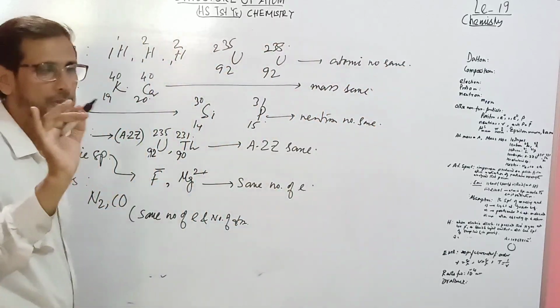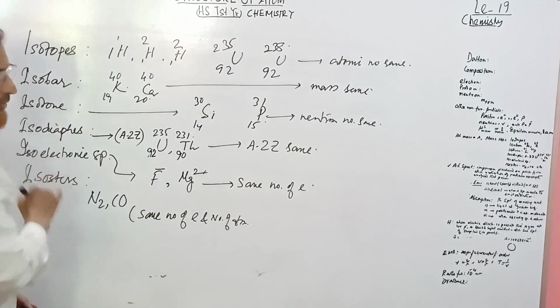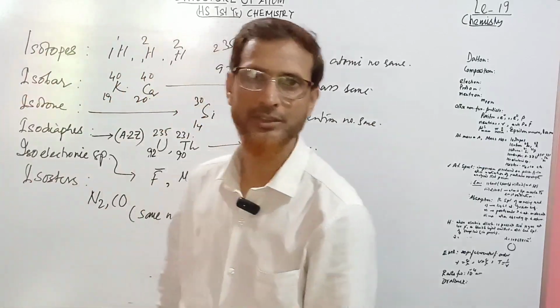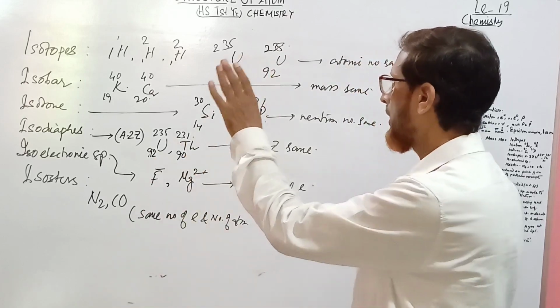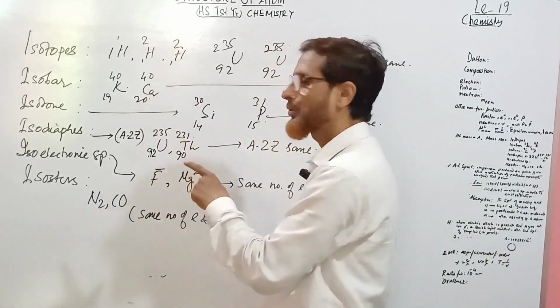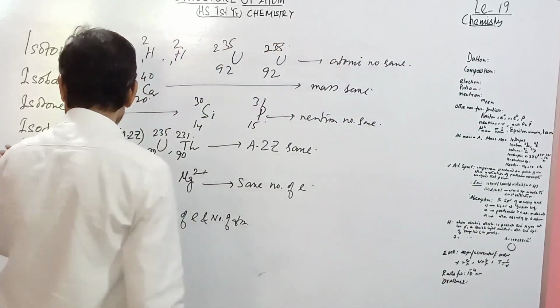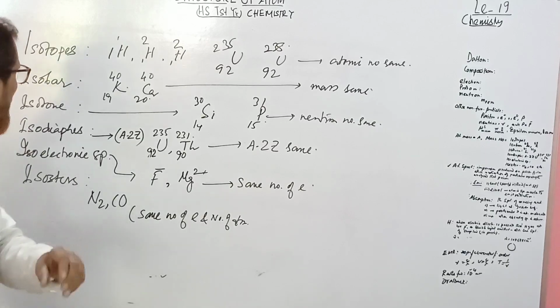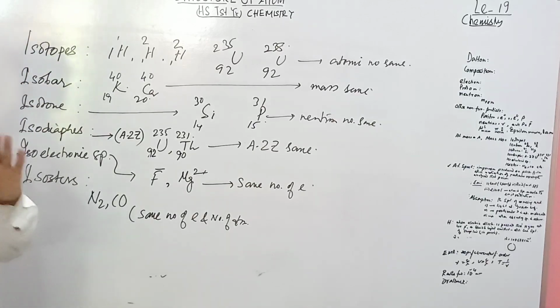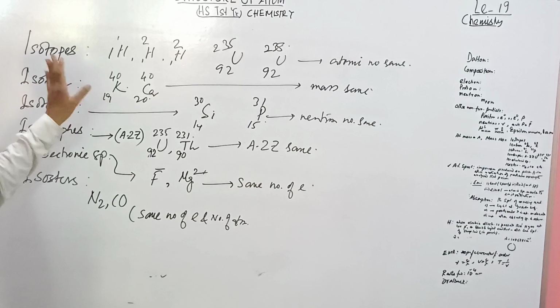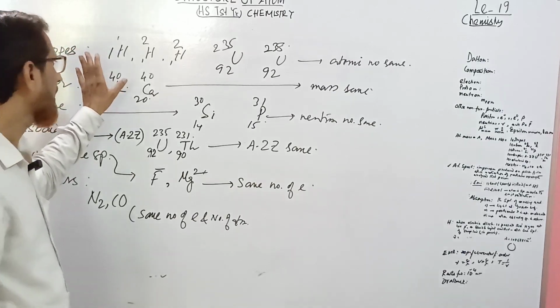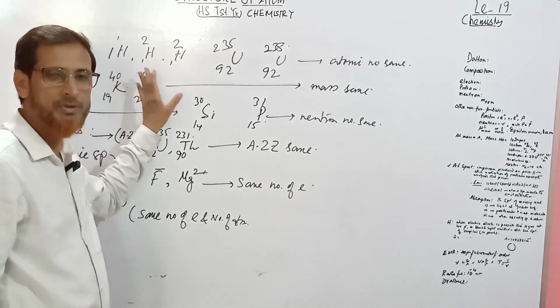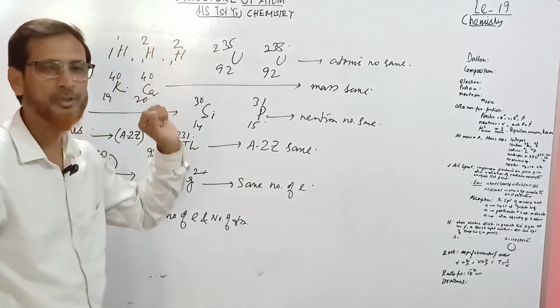Again, this is a very important part of your class, very often asked in the entrance and also in the class exam. And these are the things: isotopes, isobars, isotones, isodiaphers, isoelectronic species, isosters. These are very simple and very important, and you need to know them. Here are the isotopes. These are the species with the same atomic number but different mass numbers.